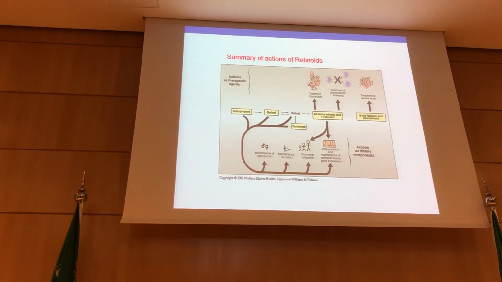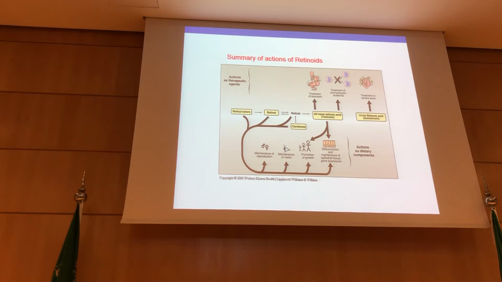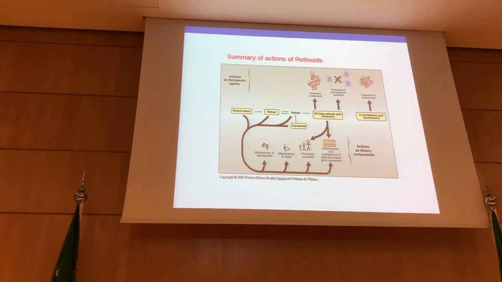Now, this slide shows the actions of vitamin A as a dietary component and as a therapeutic agent. Let's start with the dietary component. We're repeating the same functions here: maintenance of reproduction, vision, promotion of growth, and differentiation of epithelial cells. Now, as for the therapeutic agent, vitamin A can be used as a therapeutic agent in different forms. For example, in the form of retinoic acid.